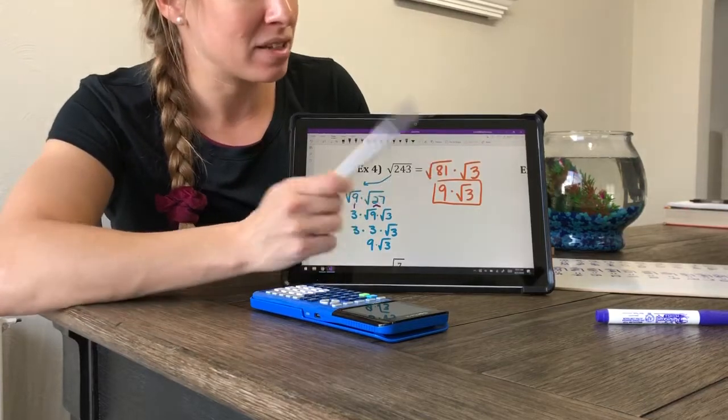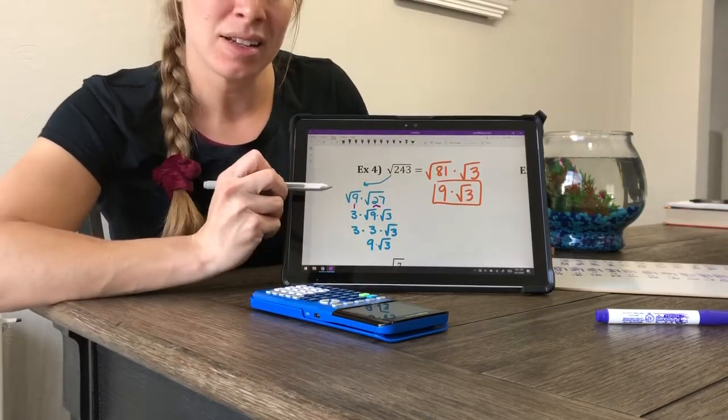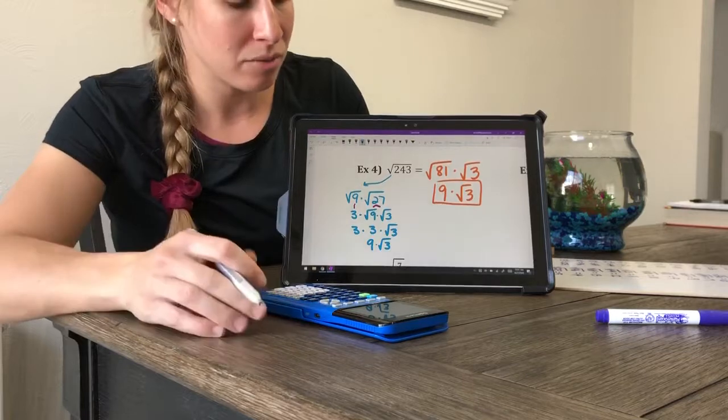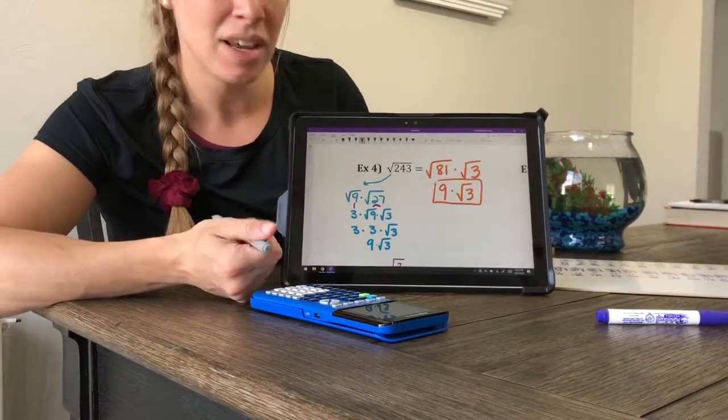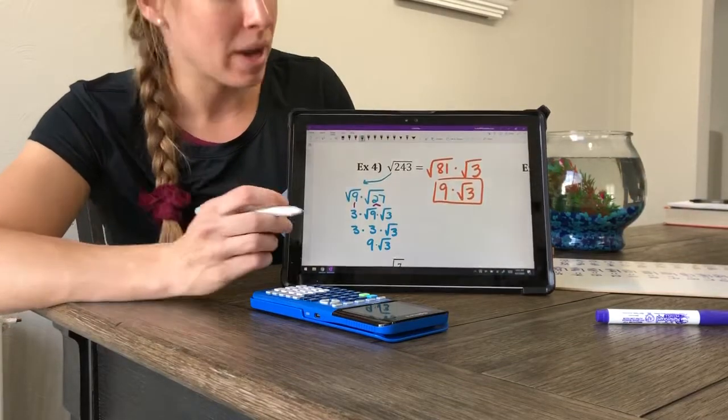Okay, so find the biggest perfect square factor. Again, not to say that it can't be done this way, but there's a lot more room for error. If you would just leave it as 3 times the square root of 27, I would count it wrong. It's not simplified all the way.